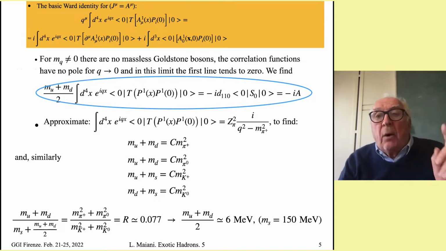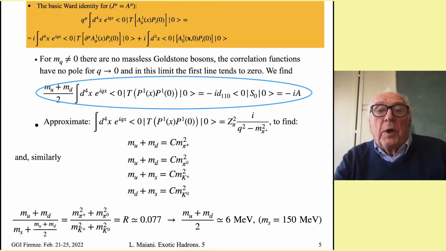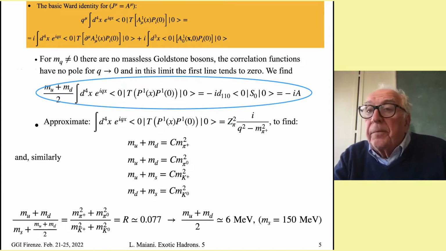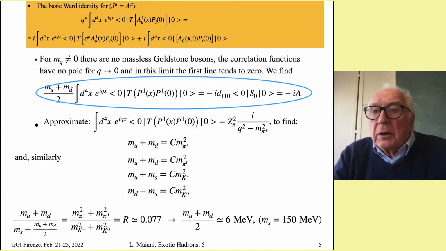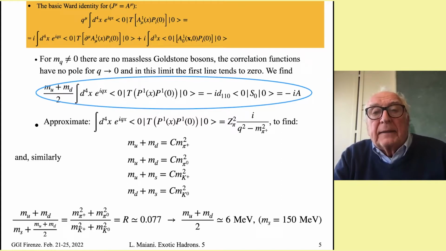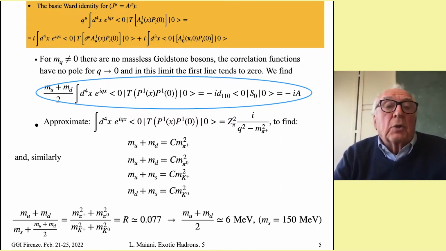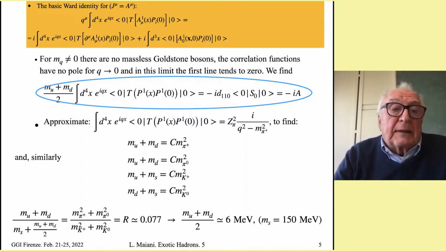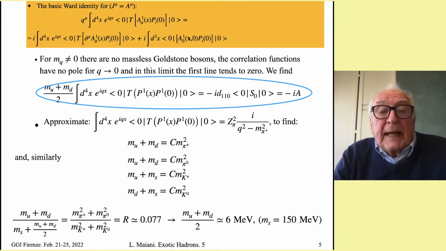This is again the Ward identity, but now I'm going to live in a world in which quark masses are different from zero, so there are no Goldstone bosons, there are no massless particles, and so multiplying by q mu, the first line, and letting q mu go to zero, I get zero because there is no pole at zero mass. So I'm left with zero equal to the other two terms. I bring the third term on the other side. And so the first term contains the time ordered product of the derivative of the axial current. And this, as we have seen, is just m up plus m down divided by two times the time ordered product of two pseudoscalar densities.